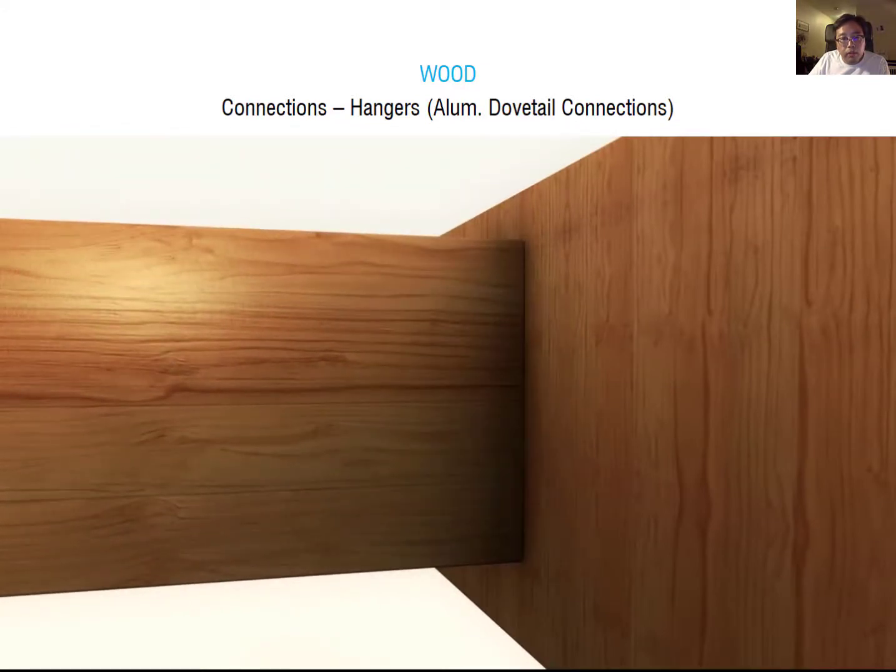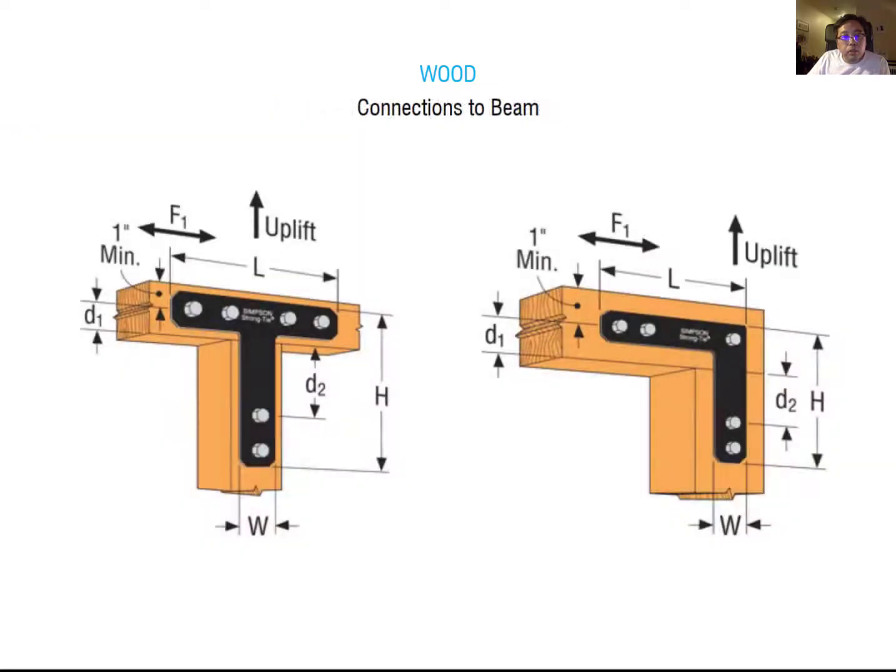Okay. So also, this is a pretty old-fashioned connection between the column and the beam. You can just consider using this T plate or L plate to connect each piece together.